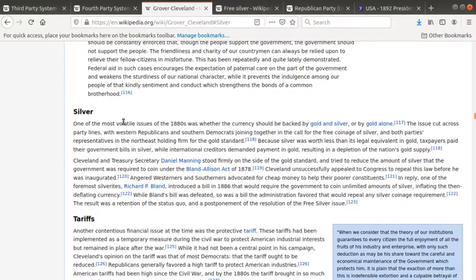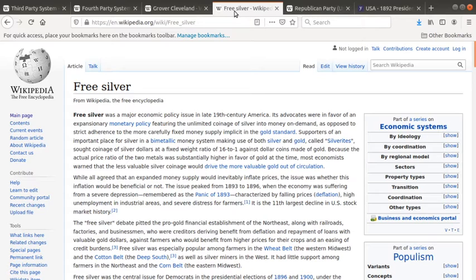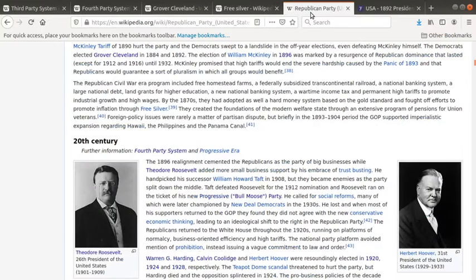The issue wasn't divided along party lines. There were Western Republicans and Southern Democrats who were in favor of silver. They were the Silverites, and you have the Northeastern Democrats and Republicans who were pro just gold. That's really one of the biggest divides you see in the third-party system.